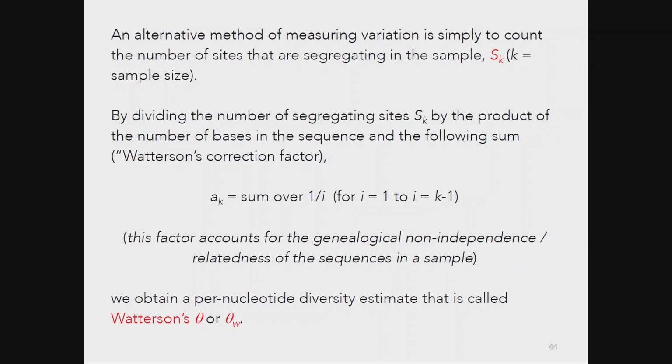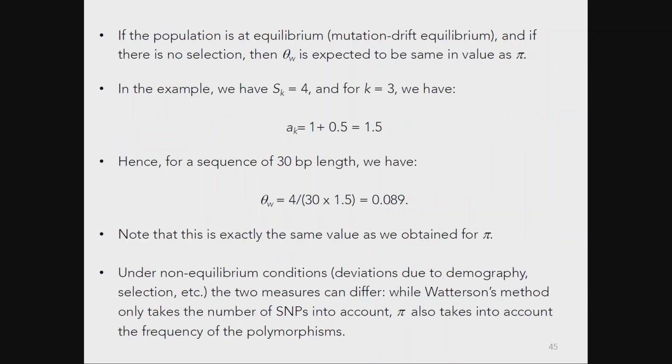When we do this, we also obtain a per nucleotide diversity estimate, and this is now called not pi, but zeta Watterson. The other measure was called pi or zeta pi. This is called zeta Watterson, or Watterson zeta. This is also a very commonly used measure, and it is an alternative way of doing it. Let's look at our example.